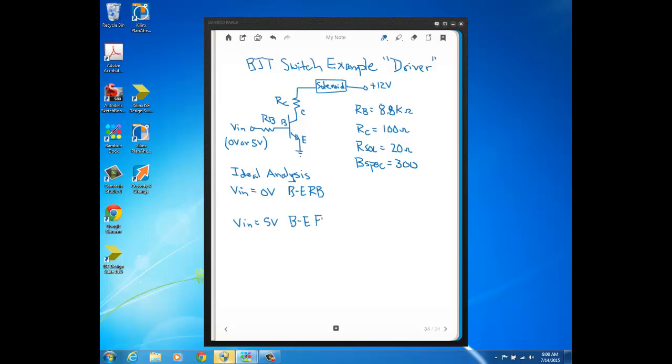Okay, so we're going to use 5 volts again for V-in for the forward bias value, like we did in the general example. Okay, so here's our BJT. We've got a base resistor of 8.8K, a collector resistor of 100 ohms, and a solenoid.